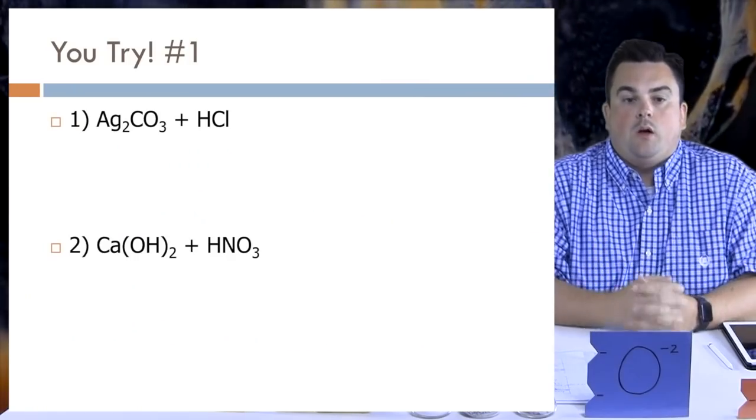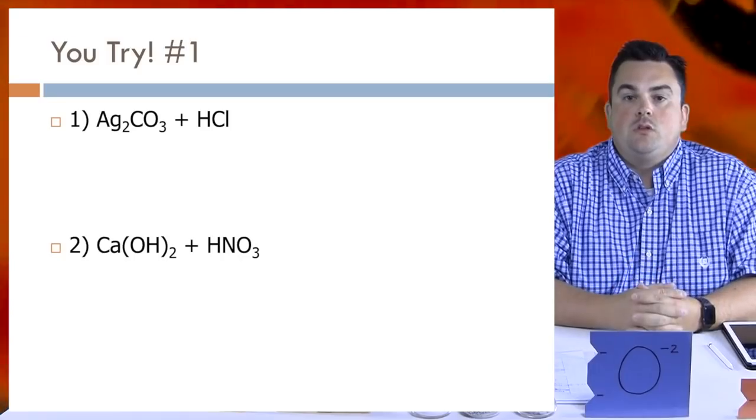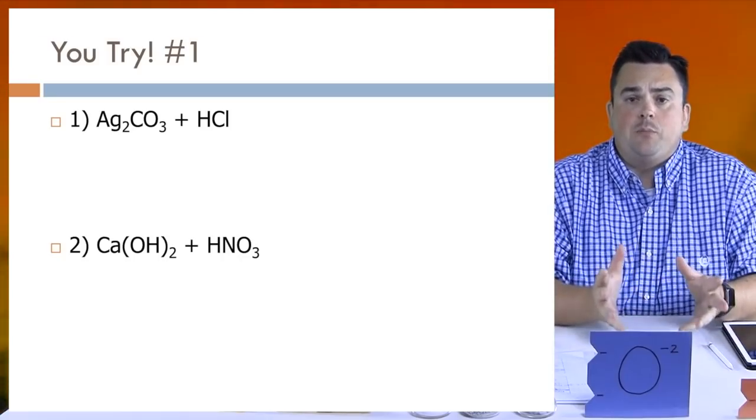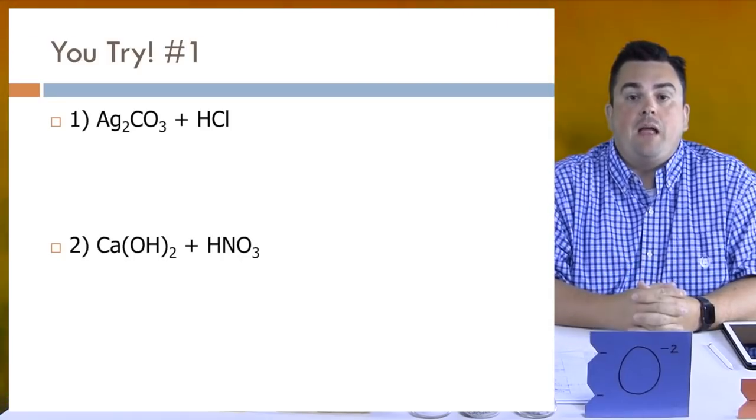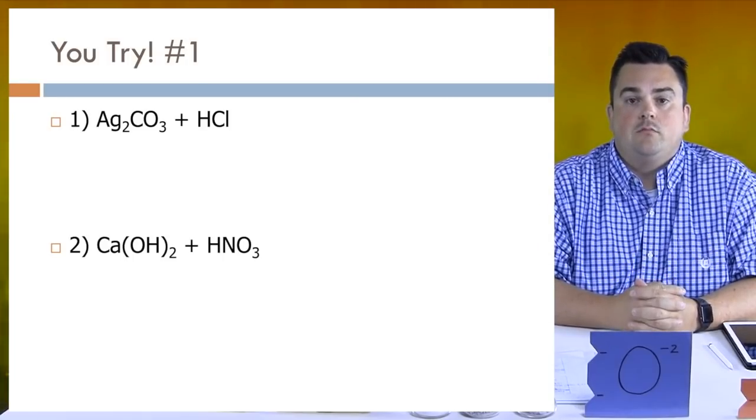You try number 1. For the following 2 examples, please use the rules for double replacement reactions to predict the products, make sure your charges are balanced, and make sure your overall chemical equation is balanced in the end.